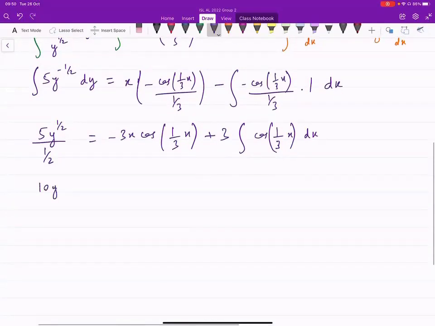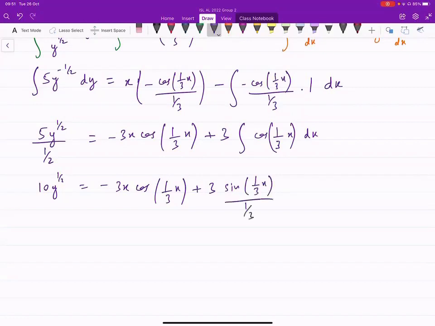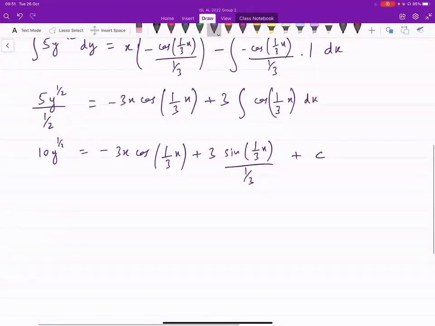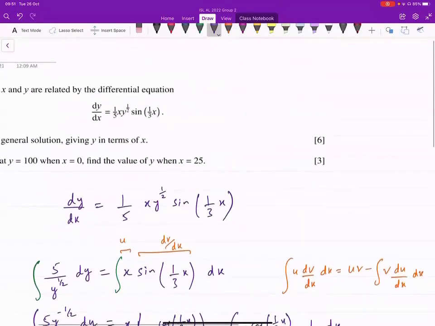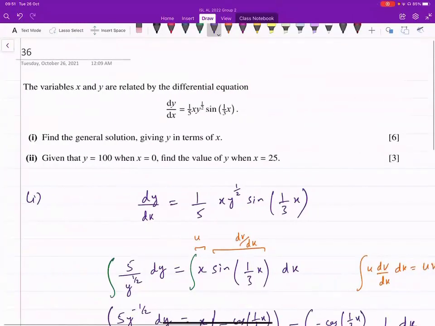10 अंडर रूट y, यानी 10y raised to power 1/2 equals minus 3x cos 1/3x plus 3 cos का इंटीग्रल साइन होता है, तो साइन 1/3x divided by 1/3 plus c. ठीक है, we simplify this a bit more and we get 10y raised to power 1/2 equals minus 3x cos 1/3x plus 9 sin 1/3x plus c. उसने मैं क्या कहा था, find the general solution. So this is the general solution.